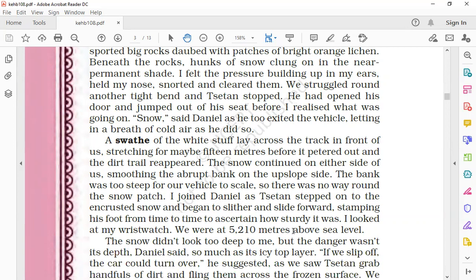So as the snow was on both sides of them, it was difficult to move the vehicle in that condition. So the author joined Daniel as Sitan tried to move smoothly over the snow surface and started stamping his foot on the surface. The protagonist saw his wristwatch and observed that they were somewhere at 5,210 meters above sea level, jo high altitude hota hai usse samundar ki surface se mapa jata hai.